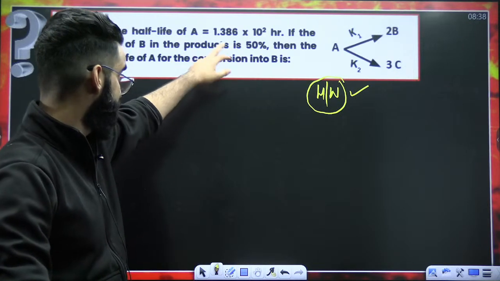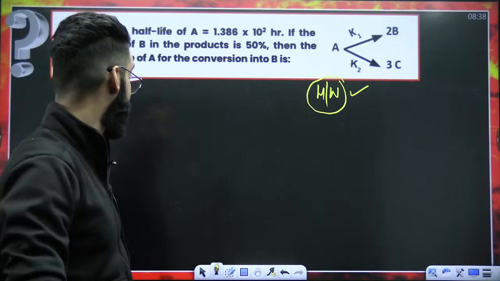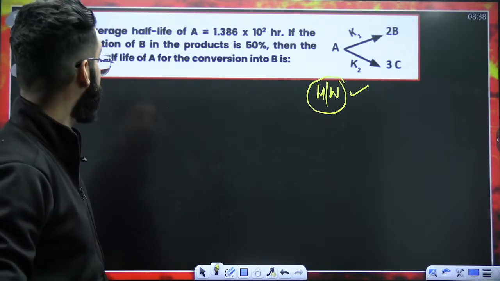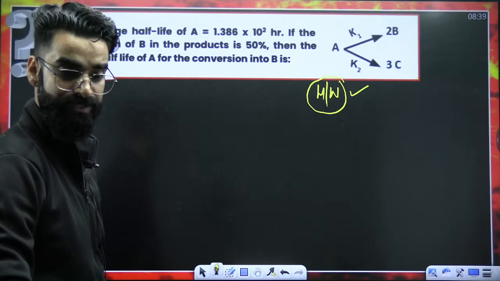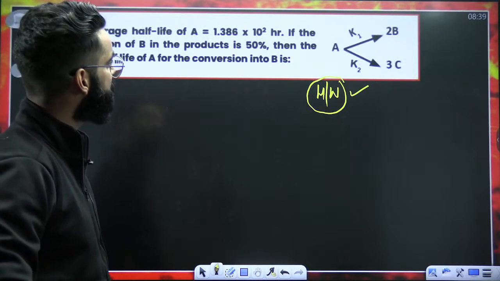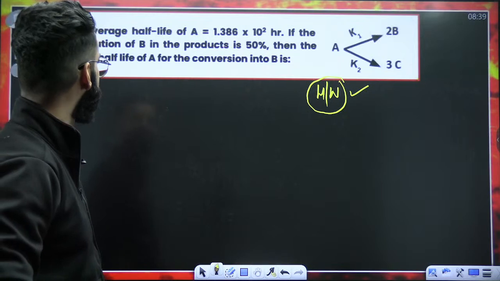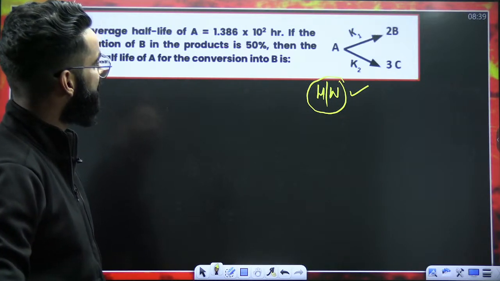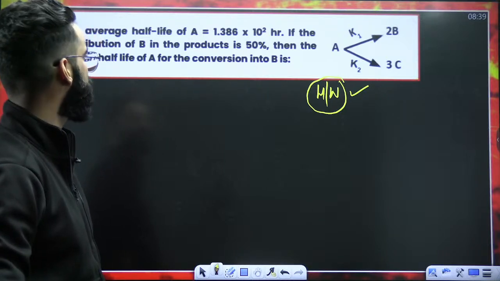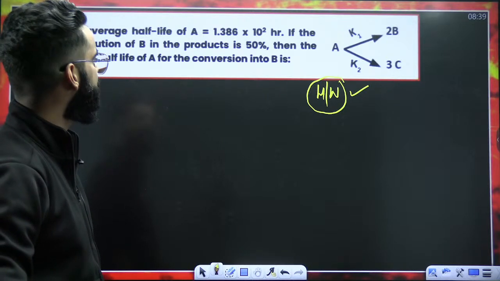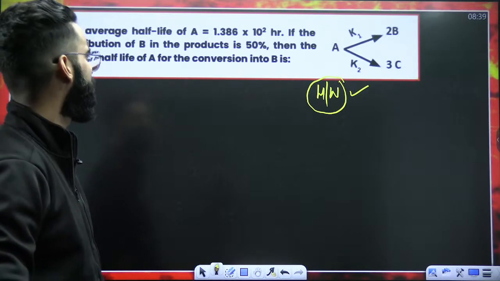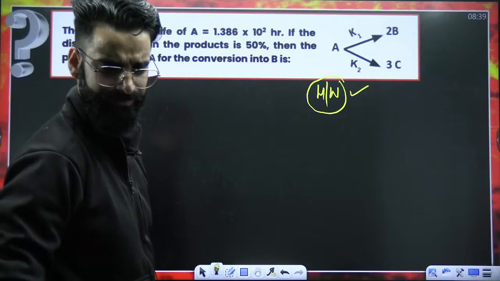See, average half-life is given. So you can calculate average rate constant from there, right? K average is 0.693 divided by T half average. Then K average will be equal to K1 plus K2. Percentage of B in the products is given. That means 2 K1 divided by 2 K1 plus 3 K2, into 100, is given to us as 50. It's a simple question, guys, right?